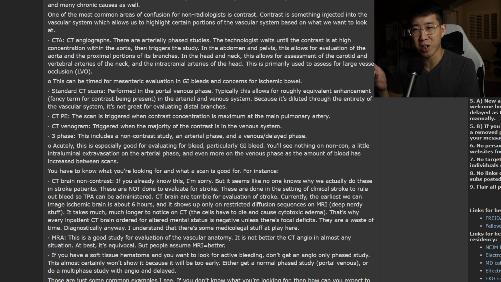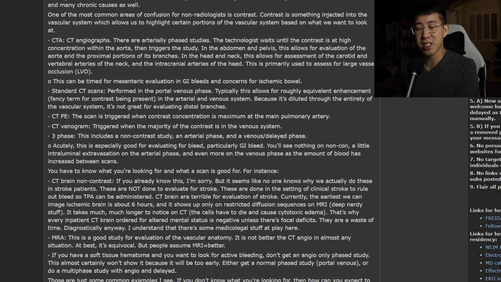Okay, so this is what I was talking about earlier about when I typically get contrast with my studies. CT scan for PEs is triggered when the contrast concentration is maximum at the main pulmonary artery. And the CT venogram is triggered when the majority of the contrast is in the venous system. Three-phase, this includes a non-contrast study, an arterial phase, and a venous delayed phase.